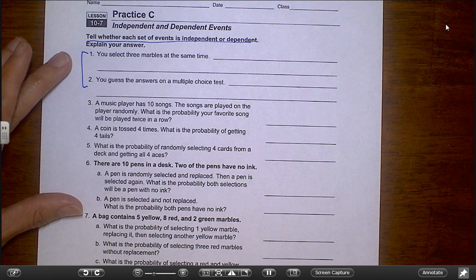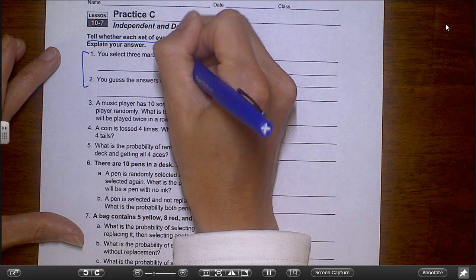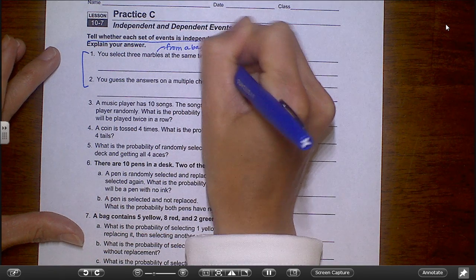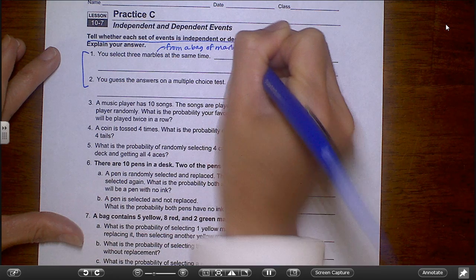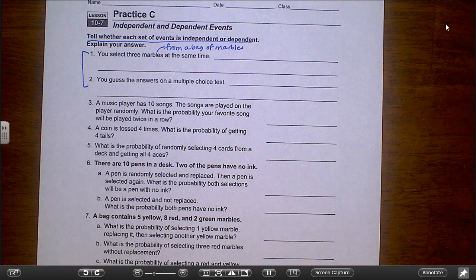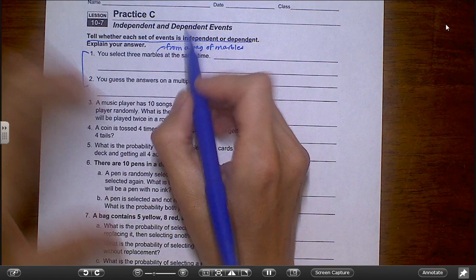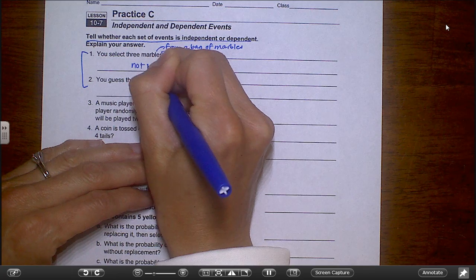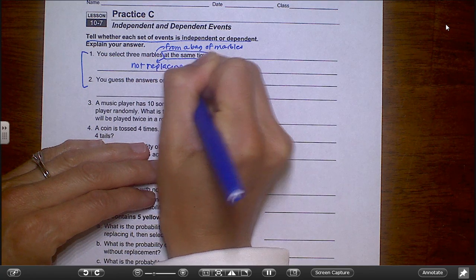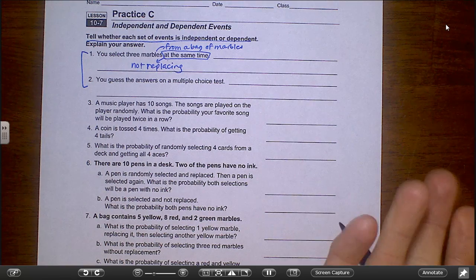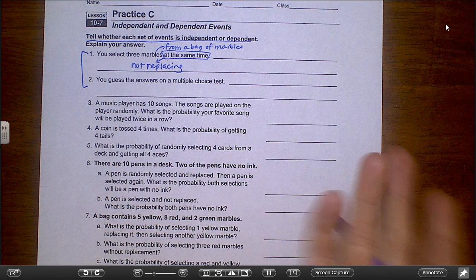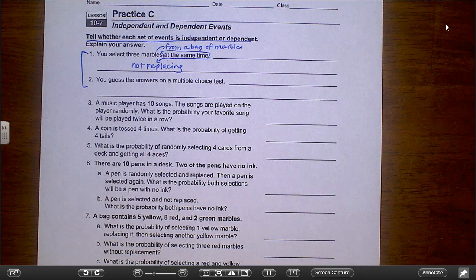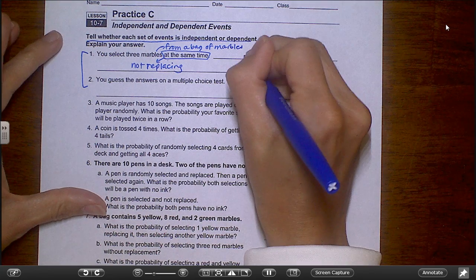All right, so I'm selecting 3 marbles at the same time. So we're assuming like from a bag of marbles, right? So remember how I said replacing and not replacing? Well, it's kind of sneaky sometimes. Whether you're replacing or not replacing, words like at the same time would suggest that you're not replacing. So I'm not going to pick a marble out and then say, oh, what a pretty marble, and then put it back and then pick another one and put it back. I'm taking 1, 2, 3, not putting them back in there. So this is a dependent event.